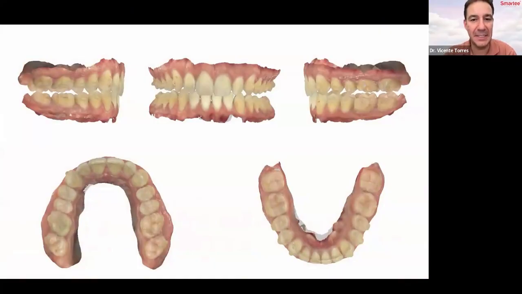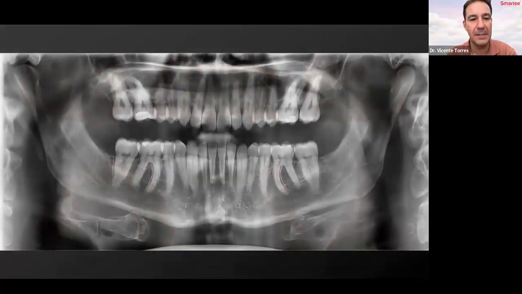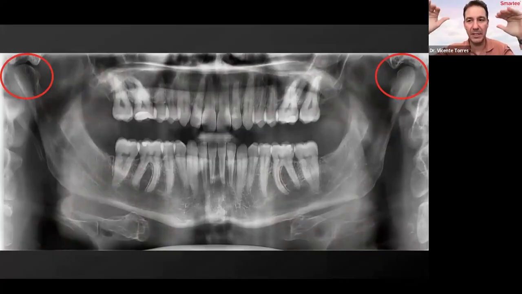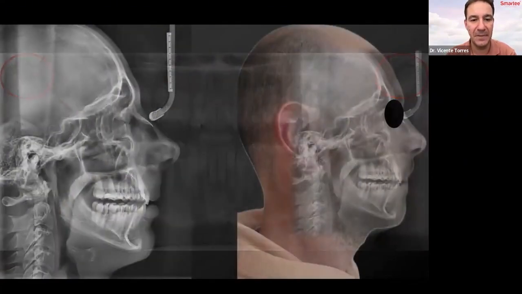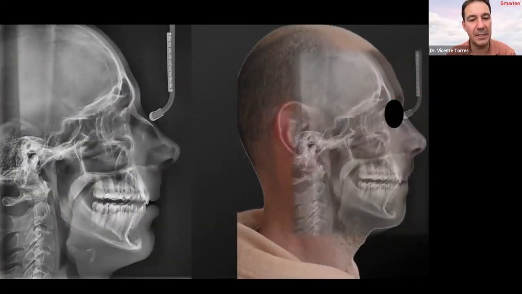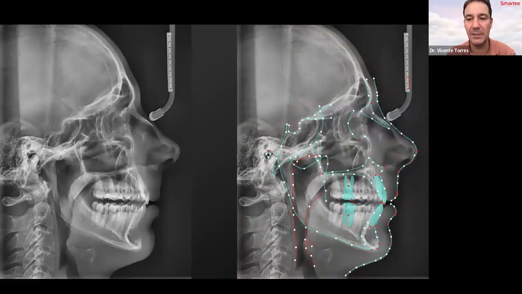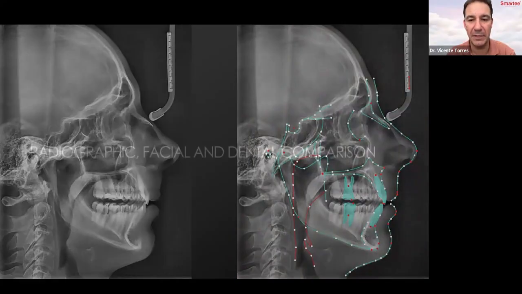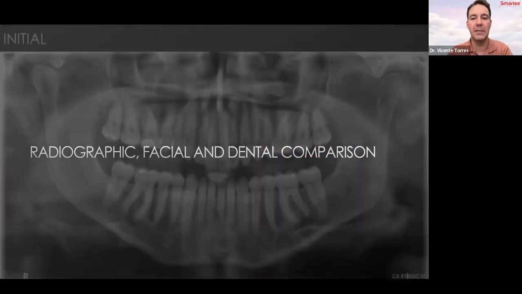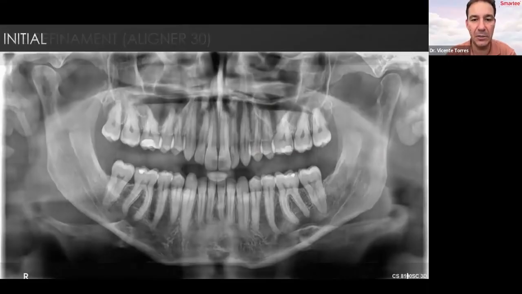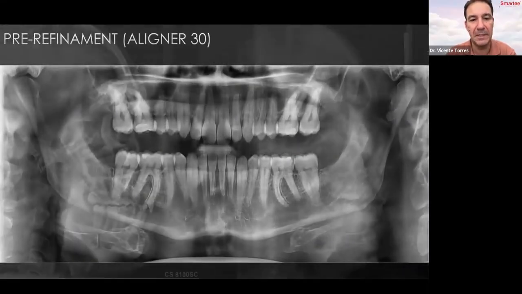And this is the scan for the pre-refinement, the orthopantomography. You can see here right now the condyles are more similar, so the condylar path right now is not perfect, but is more similar on both sides. And this is the superposition of the cephalometry. And we take the comparison from the beginning in the orthopantomography and in the teleradiography.